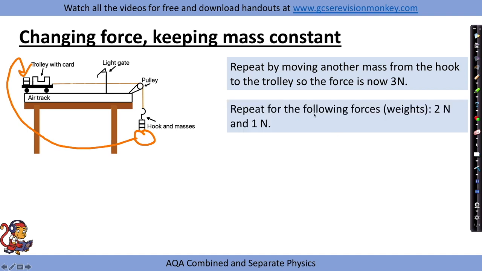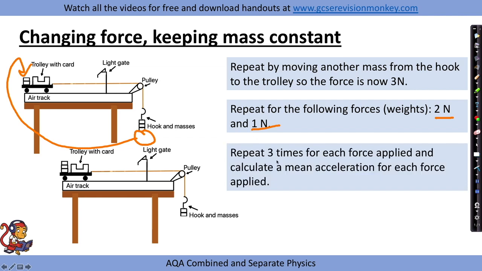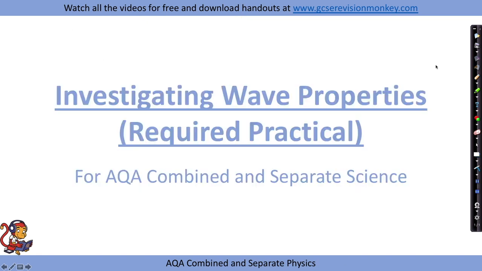And then we'd repeat it for the following forces, so perhaps 2 newtons, moving them up here, and then we'd do it again with 1 newton as well. We'd repeat 3 times for each force applied and calculate a mean acceleration for each force. So in your exam, look very carefully to see whether they want you to change force or whether they want you to change mass, because the practicals are slightly different, but in both of them you're measuring acceleration using the light gate.